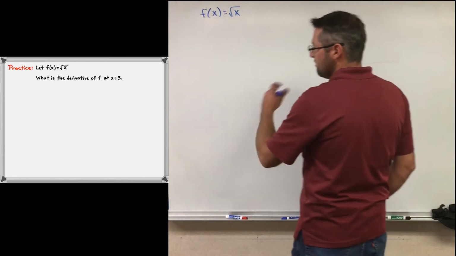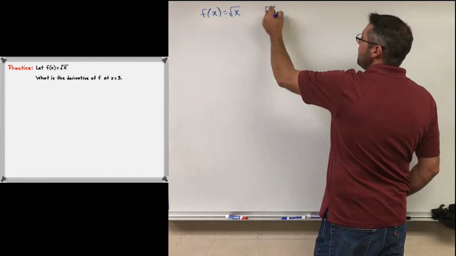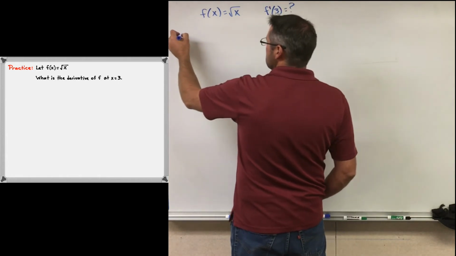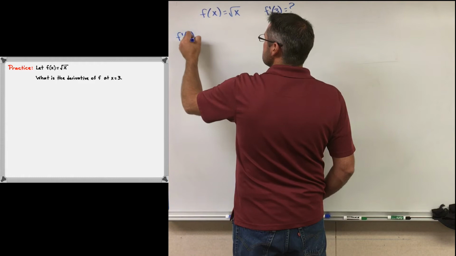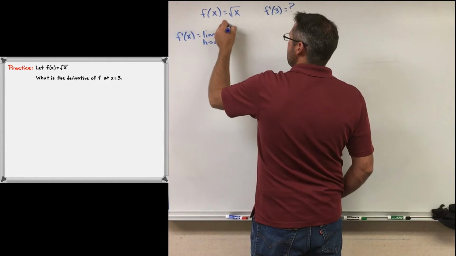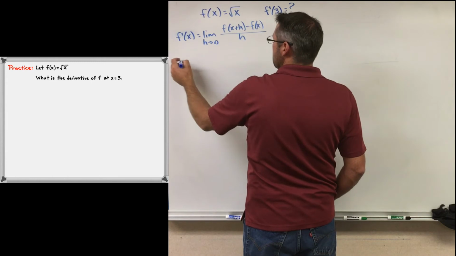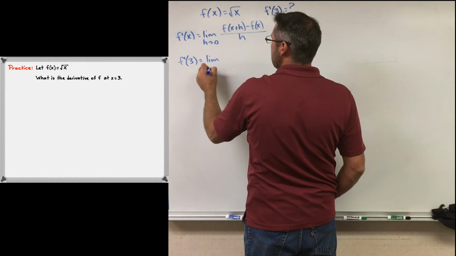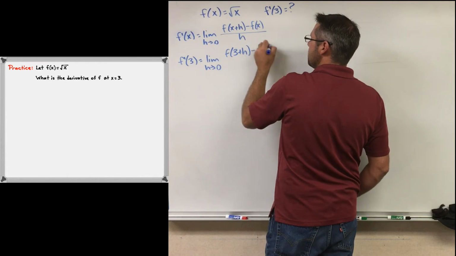Anyways, we are looking for the derivative of f at x equals 3. So essentially, we are looking for f prime of 3. That's the question. The traditional way is the limit. f prime of x is equal to the limit as h approaches 0 of f of x plus h minus f of x all over h. Because I want f prime of 3, I'm going to plug in 3 for my x values. So this becomes f of 3 plus h minus f of 3 all over h.